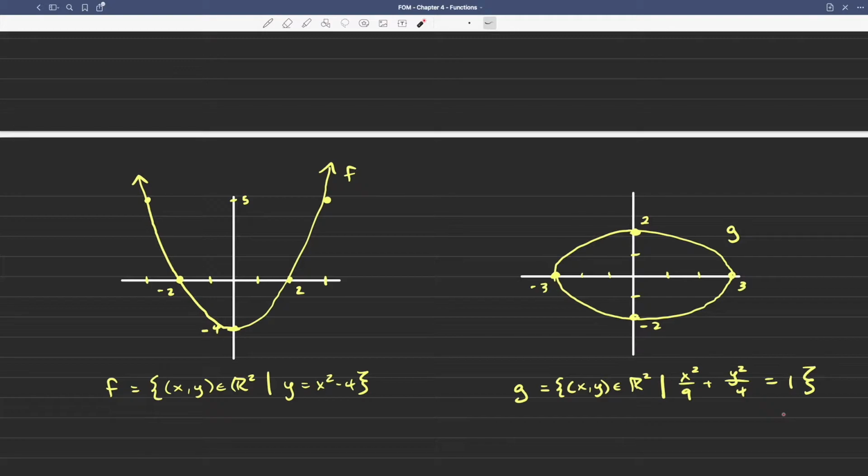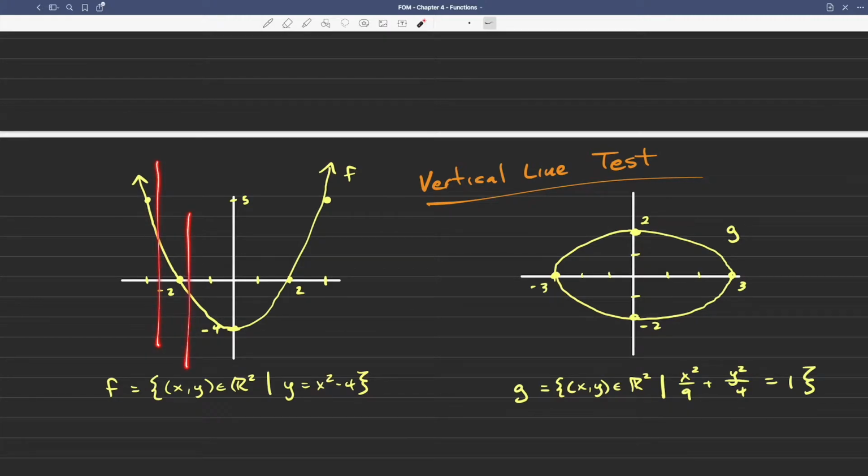You may remember something called a vertical line test. The vertical line test says if you can draw a vertical line through the graph and it crosses twice, then the relation is not a function. Now on the parabola there, any vertical line that you draw only crosses that graph once. But on the ellipse over here, when you draw vertical lines, it can happen that the vertical line will cross the graph twice. In particular, if you look at just the y-axis, the y-axis crosses at 2 points.